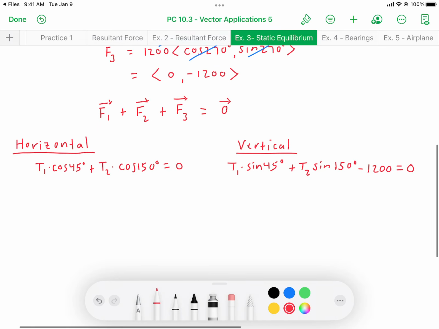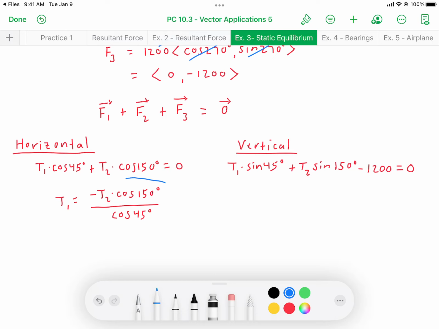Okay? So I'm going to take the horizontal equation here, and I'm going to solve it for T sub 1. That will require me to subtract over T sub 2 cosine of 150. So that'll become negative T sub 2 times the cosine of 150 divided by cosine of 45. And then I'm going to take this and I'm going to substitute it in for T sub 1 in the vertical equation.